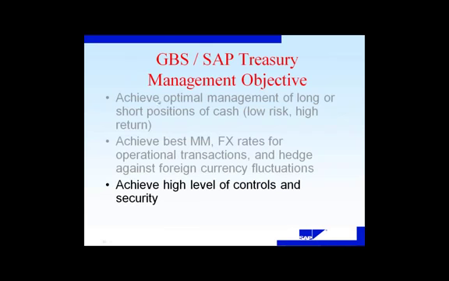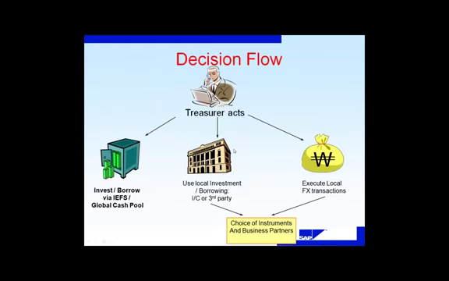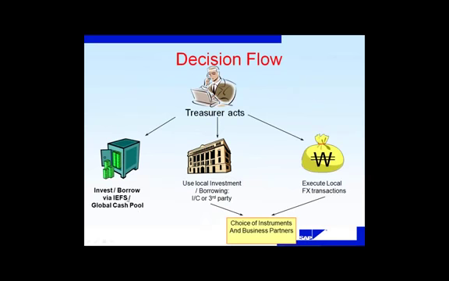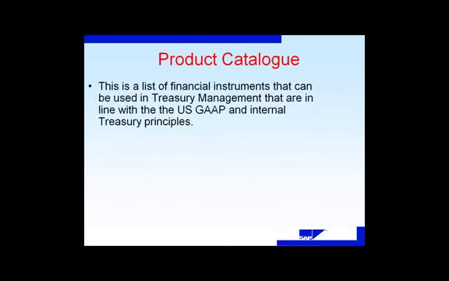Basically, the treasury's objectives are to achieve the optimal management of cash, both short-term and long-term, and achieve the best foreign exchange rates. Based on the current liquidity, treasury decides whether to invest money or borrow, and also send the FXs to other countries, and also do borrowing within intercompany borrowing.